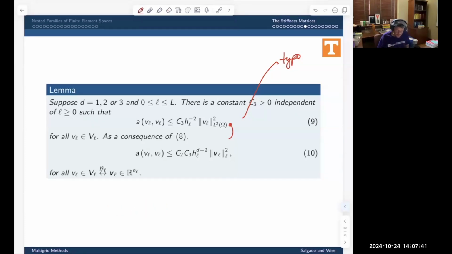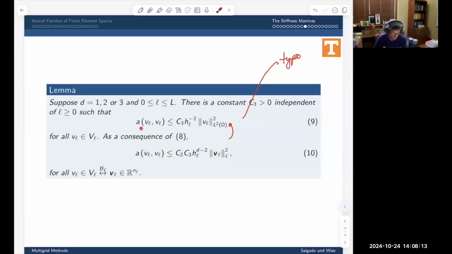This is something that you can also prove fairly straightforwardly in 1D. It's not so easy to do in multiple space dimensions, but it's not impossible either. 1D is not too bad. This object over here is the square of a norm. The energy inner product gives rise to a norm, and it's the same reason that the stiffness matrix is symmetric positive definite. It's related to that. The energy inner product gives rise to a norm on this space VL.